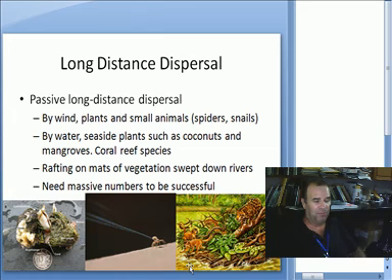However, when you're looking at these passive long-distance dispersal mechanisms, for passive long-distance dispersal to be successful, you need large numbers of plants and animals. So it has to be small organisms which are very lucky, which are able to hit that island.